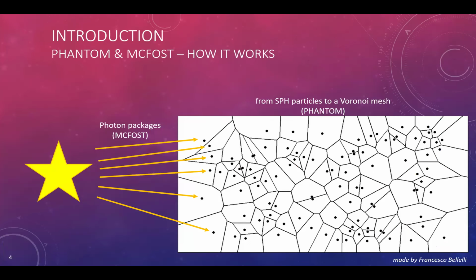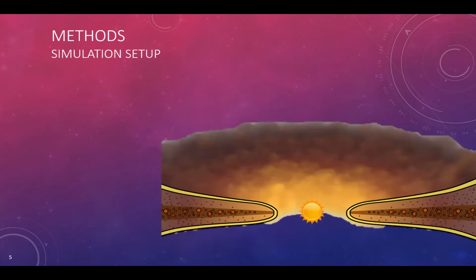And for everyone who doesn't know, mcfost works by sending photon packages from the sources, in this case the star, and uses the SPH particles as a reference to build a Voronoi mesh. Every photon interacts with the Voronoi mesh, and every cell will have a different temperature depending on the local conditions of the disk and the energy of the photons. And so I use that to model this protoplanetary disk.